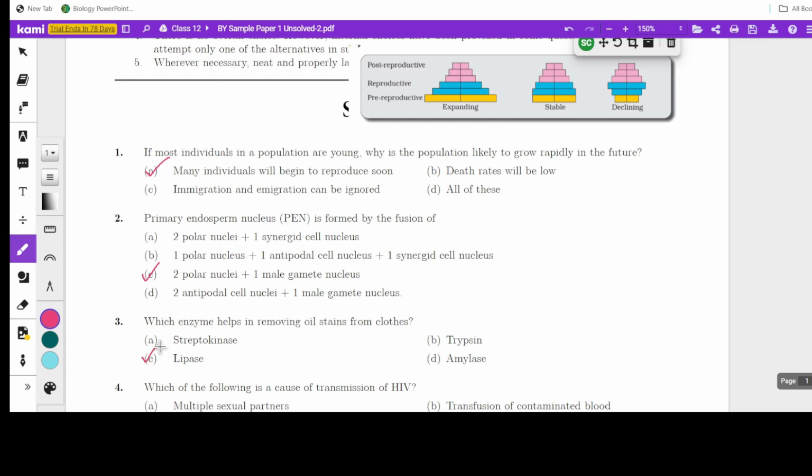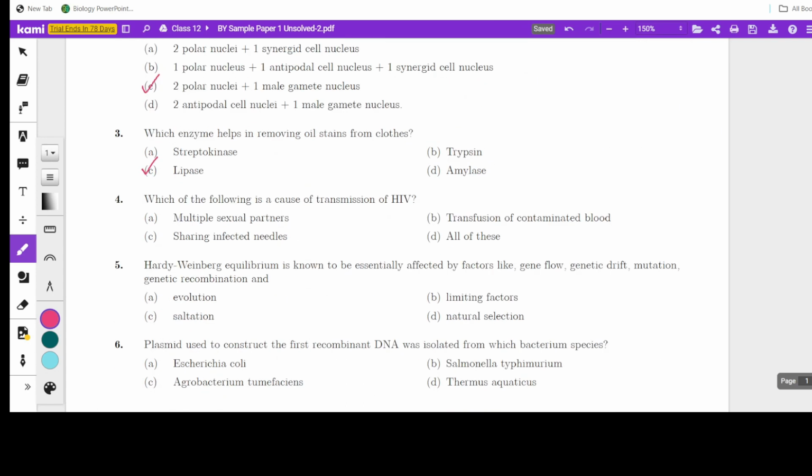Next question. Which of the following cause transmission of HIV: multiple sexual partners, transfusion of contaminated blood, sharing infected needles, all of this. Yes, it's all of this. It can spread through multiple sexual partners, or by transfusing contaminated blood, or by sharing infected needles. So the answer is all of this.